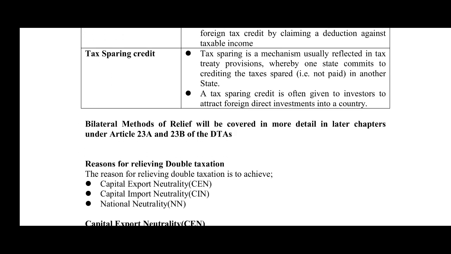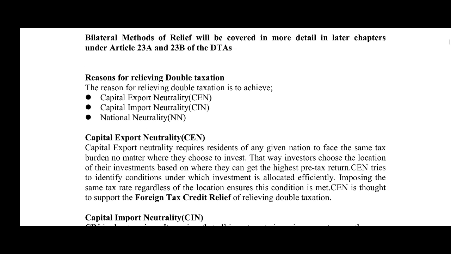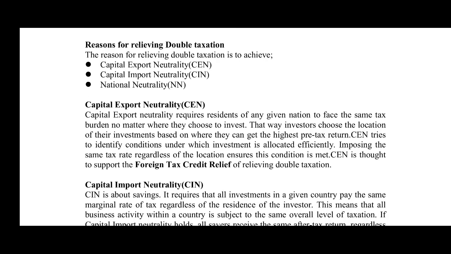Now, the bilateral methods for relief, we'll cover them in more detail when we are later looking at Article 23A and 23B of the DTAs. Okay, so those are more of the exemption and the credit method in detail. Okay, so why do we relieve double taxation? We relieve double taxation to achieve tax neutrality, as I was talking about, and we can do this to achieve capital export neutrality, capital import neutrality, and national neutrality.